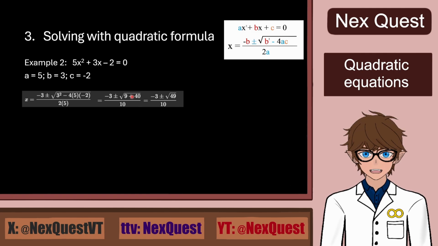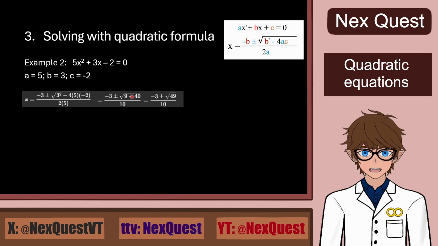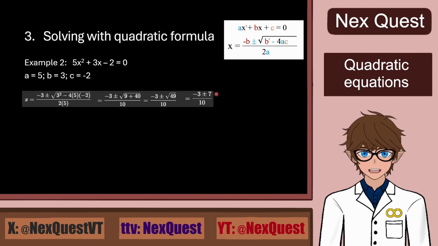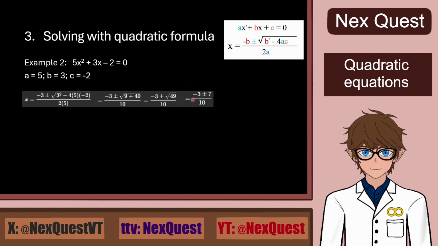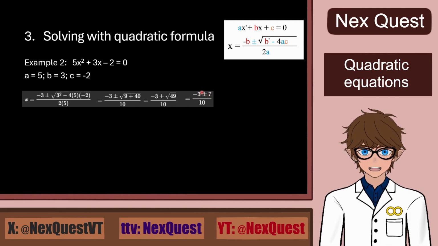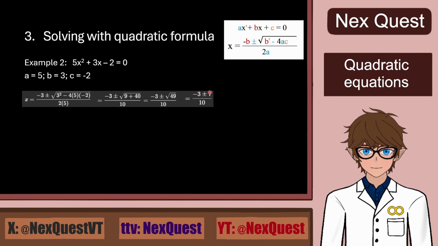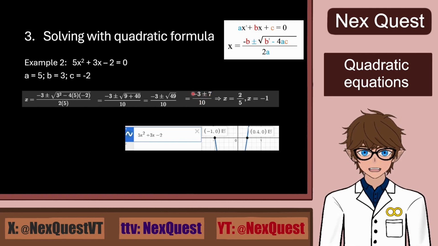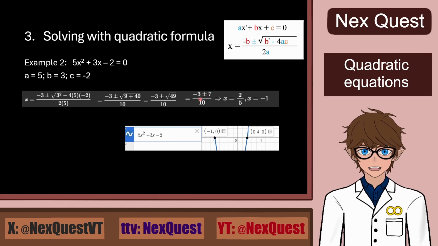Hopefully we all know the basic multiplication tables, and that 7 times 7 is 49. So we can break that apart. We have minus 3 plus minus 7 tenths. And if we write that out using plus as the x for x1 and minus for x2, we get 2 fifths. So minus 3 plus 7 is 4 tenths.